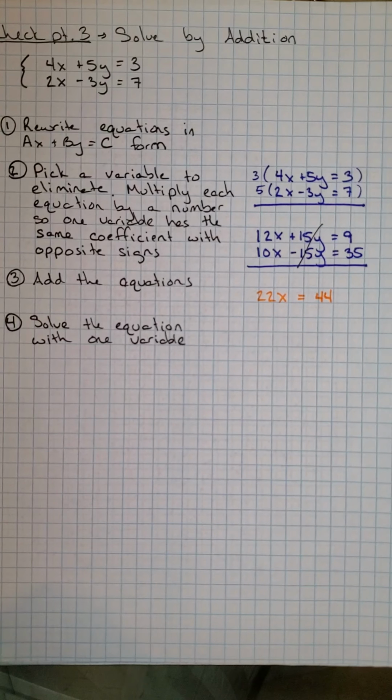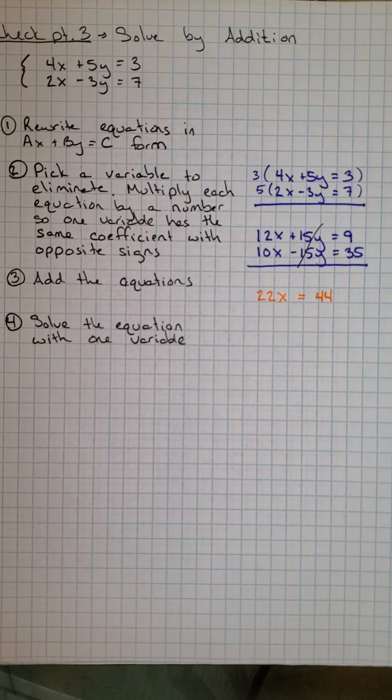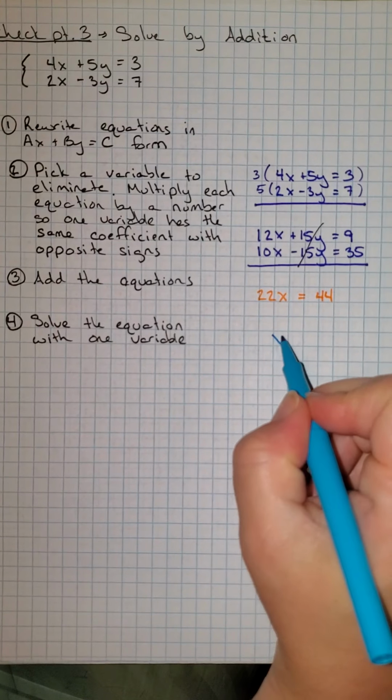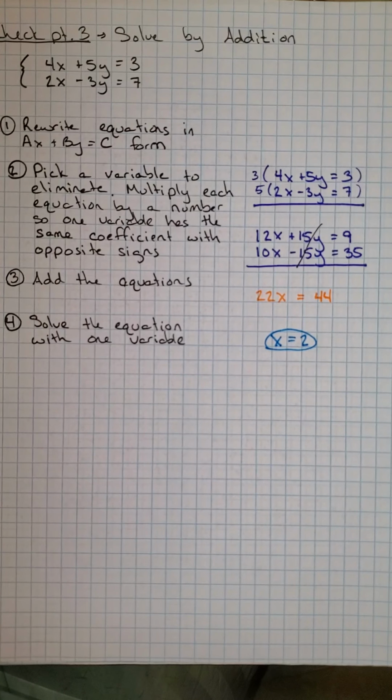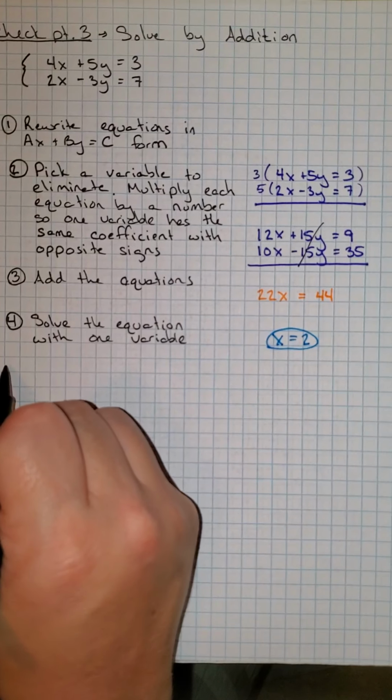So just divide both sides by 2, and you end up with x equals 2. Okay, there's half of our answer. Now we're going to plug in the known variable to get the unknown variable.